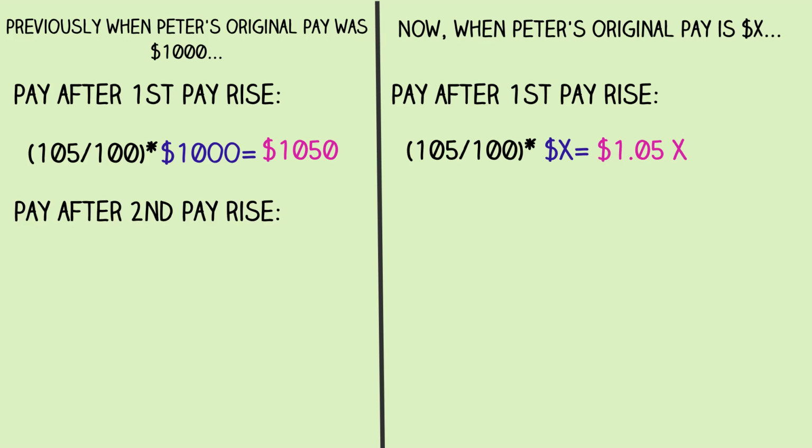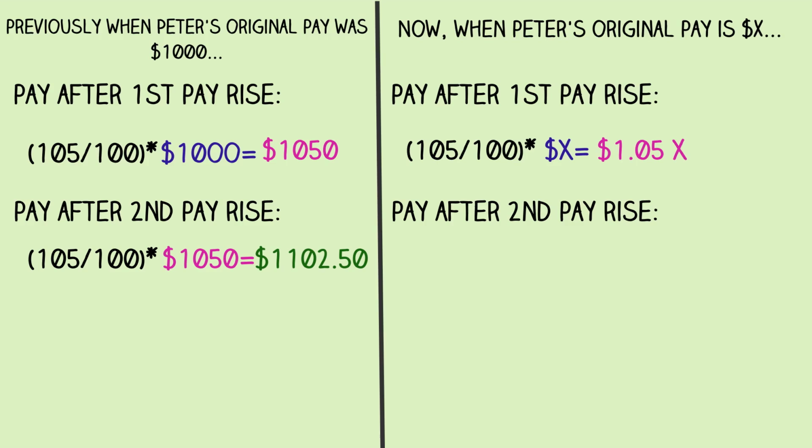In the case where Peter was assigned an original pay of $1,000, to find the pay after the second pay rise of 5%, we did 105% multiplied by the pay after the first pay rise. Similarly, in this case where Peter's original pay is X dollars, we also take 105% times 1.05X dollars, giving 1.1025X dollars. This is Peter's pay after the two pay raises.